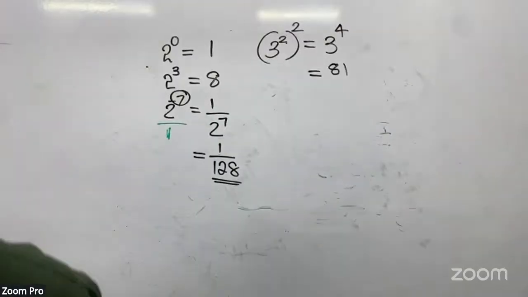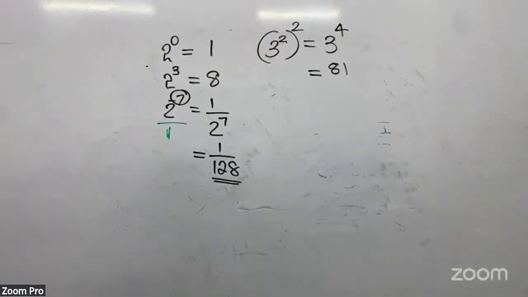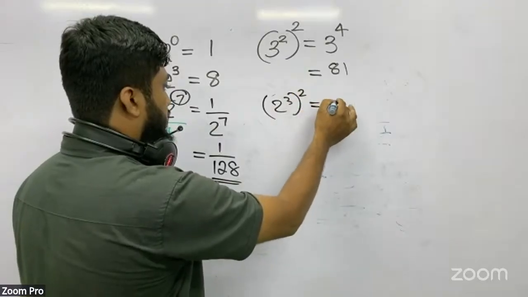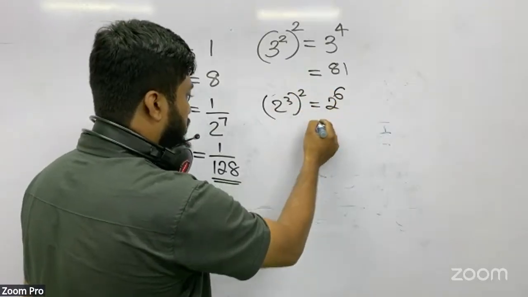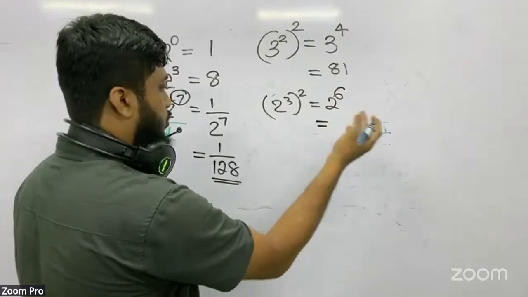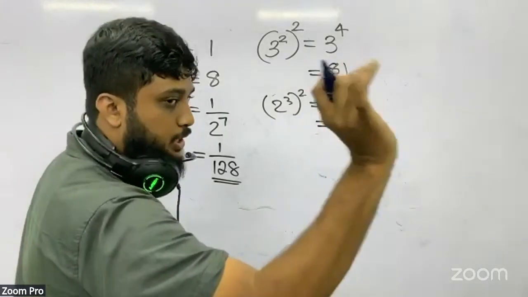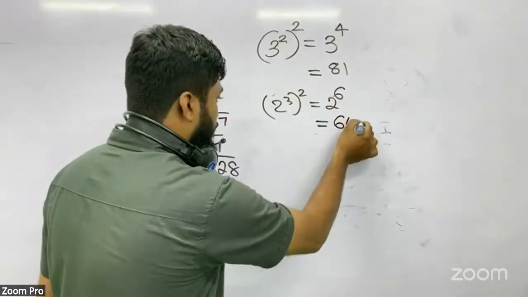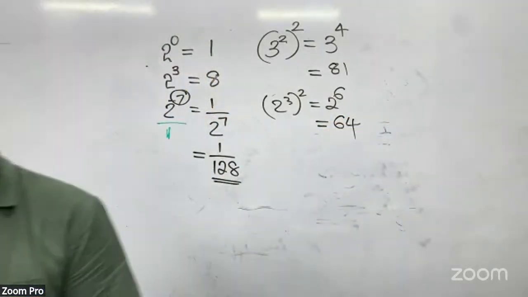Next one is 2 to the power 3 times 2. How much is it? 2 to the power 6. How much is 2 to the power 6? You can see 2 into 2, 4, 4 into 2, 8, 8 into 2, 16, 16 into 2, 32, 32 into 2, 64. So 2 to the power 6 is 64.